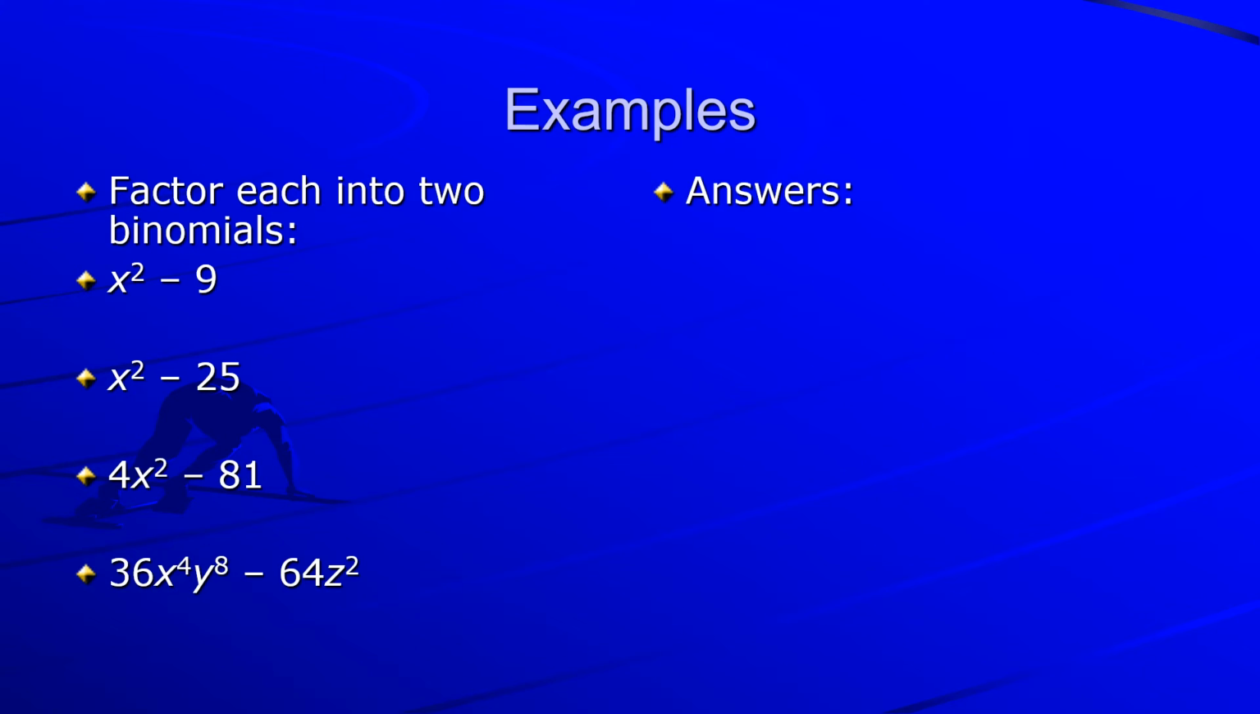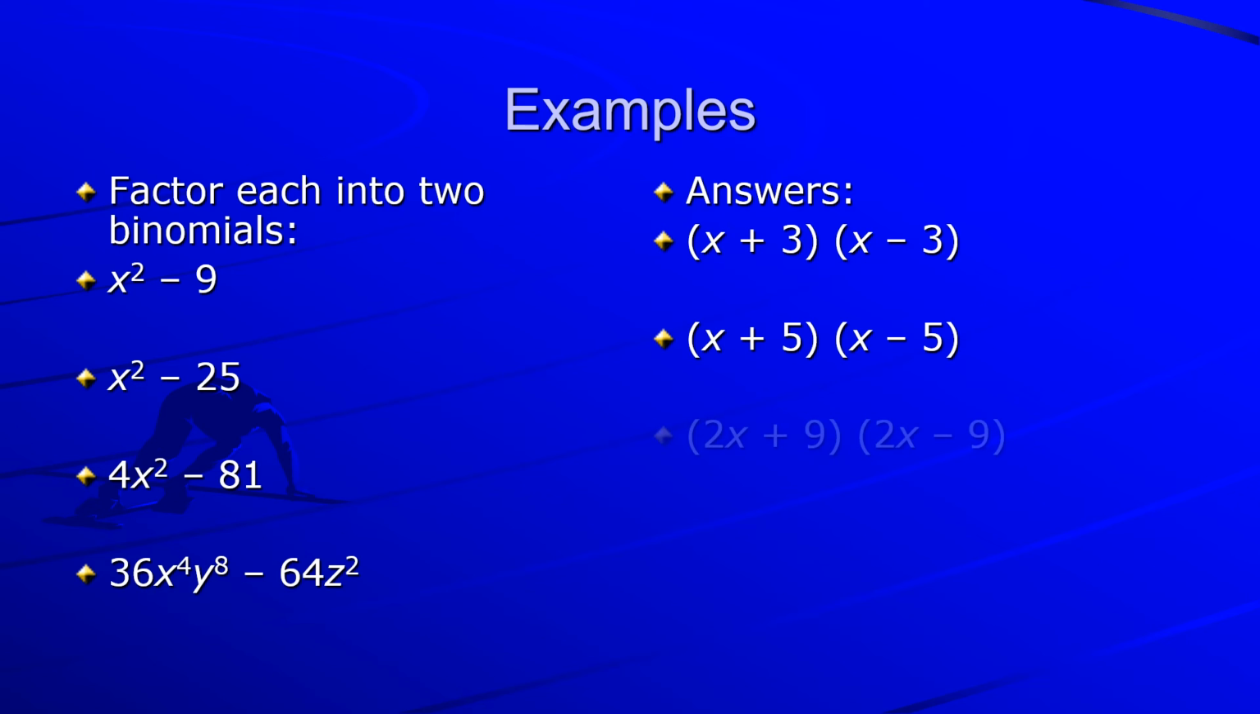So all of these are difference of two perfect squares. To factor x squared minus 9, we take two sets of parentheses, and we have x plus 3 and x minus 3. For the second one, again, perfect squares and subtraction, along with it being a binomial, we have x plus 5 and x minus 5. Next one, when you break it down, 2x plus 9, 2x minus 9. And finally, the last one, 6x squared y to the 4th plus 8z, and then 6x squared y to the 4th minus 8z.